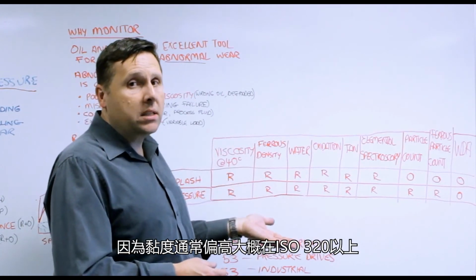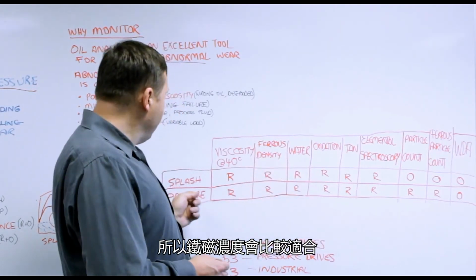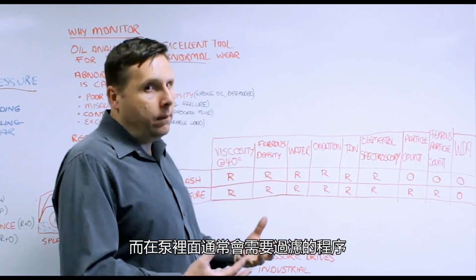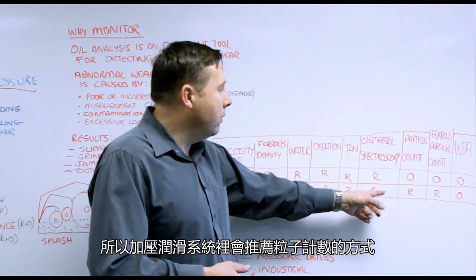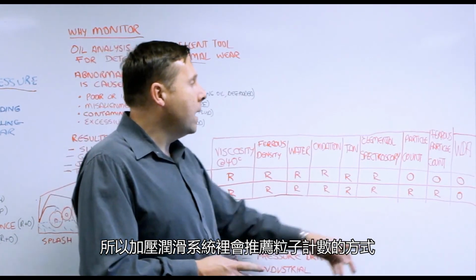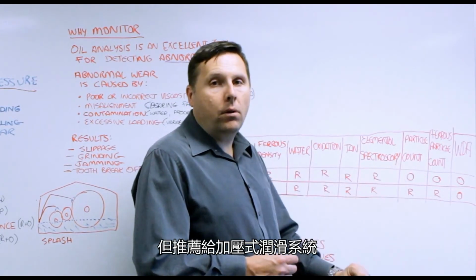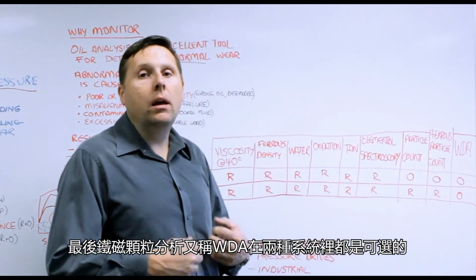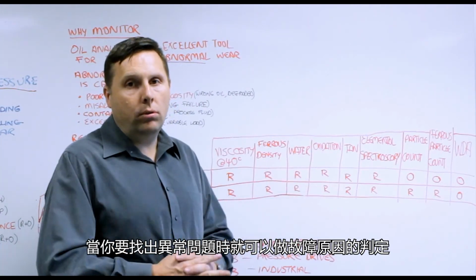They're usually high viscosity, above an ISO 320. So ferrous density is a great screening tool. But if you have pressure lubricated systems, the viscosity is much lower, and it's usually filtered, because it's needed for filtration for the pump. So therefore we recommend particle count on a pressure lubricated system. And finally, ferrous particle count, optional on splash, recommended for pressure systems, and wear debris analysis, or WDA, should be an optional requirement when you identify a problem occurring and you want to do root cause diagnostics.